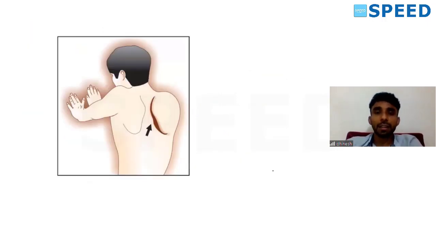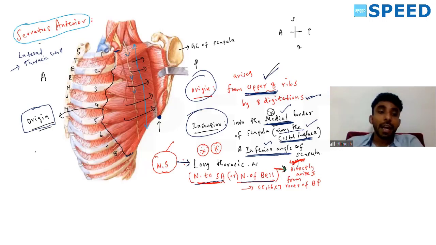We have also studied the actions of the serratus anterior muscle. It causes protraction, that is forward movement of the scapula, so it is called the boxer's muscle. And it causes overhead abduction of the shoulder joint, that means 90 to 180 degree abduction, along with the trapezius muscle.